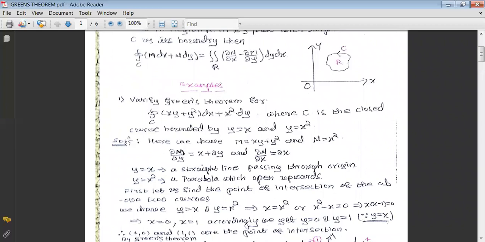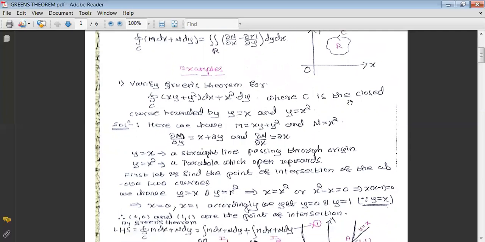Now the first example says, verify Green's theorem for the line integral over the closed curve C of (xy plus y square) dx plus x square dy, where C is a closed curve bounded by the line y equals x and the parabola y equals x square. Now, just by practice we can say it, but let us analyze how it is.